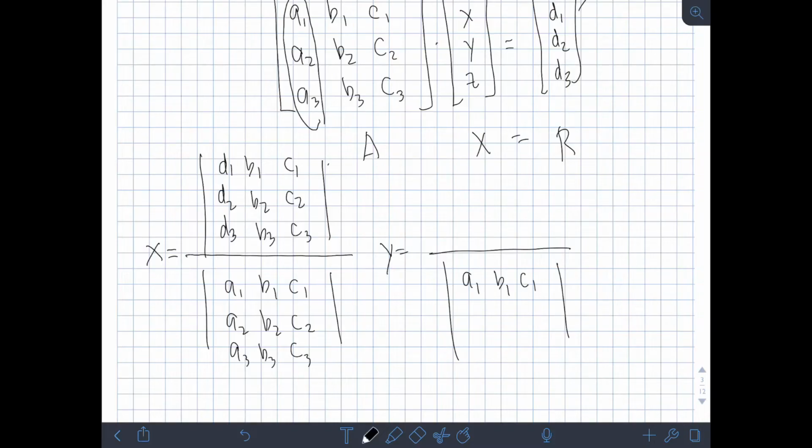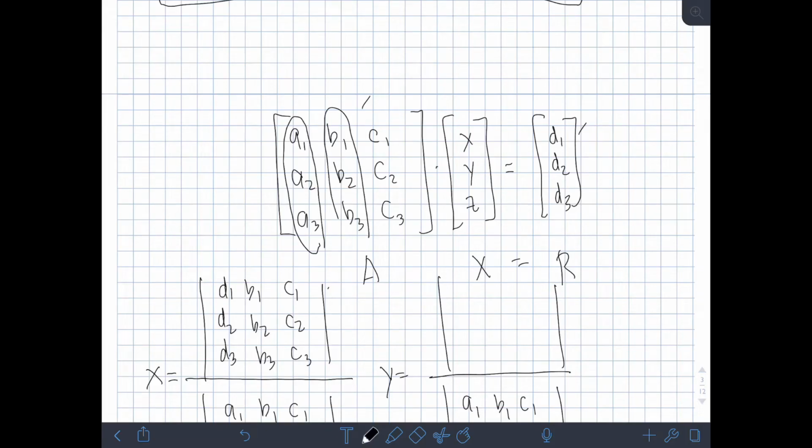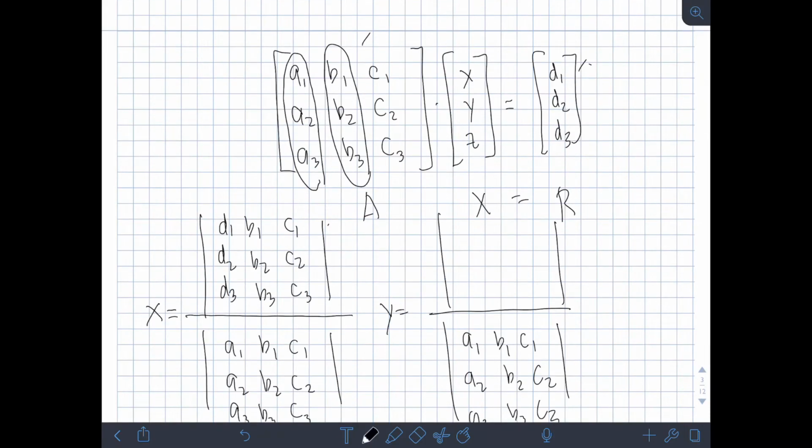b sub 1, c sub 1, a sub 2, b sub 2, c sub 2, a sub 3, b sub 3, c sub 3, determinant niya. And then for y, this time, papalitan naman natin yung column ng mga b ng constant. Kasi yung b yung numerical coefficients ng y. So we have a sub 1, a sub 2, a sub 3 as is. Then yung column 2, papalitan natin ng constant, d sub 1, d sub 2, d sub 3. And then yung column 3 as is, C sub 1, C sub 2, C sub 3.